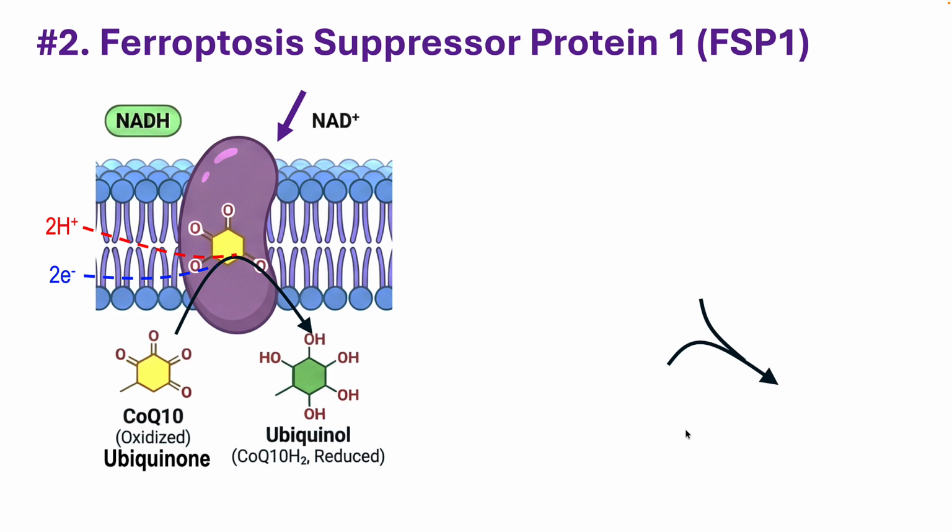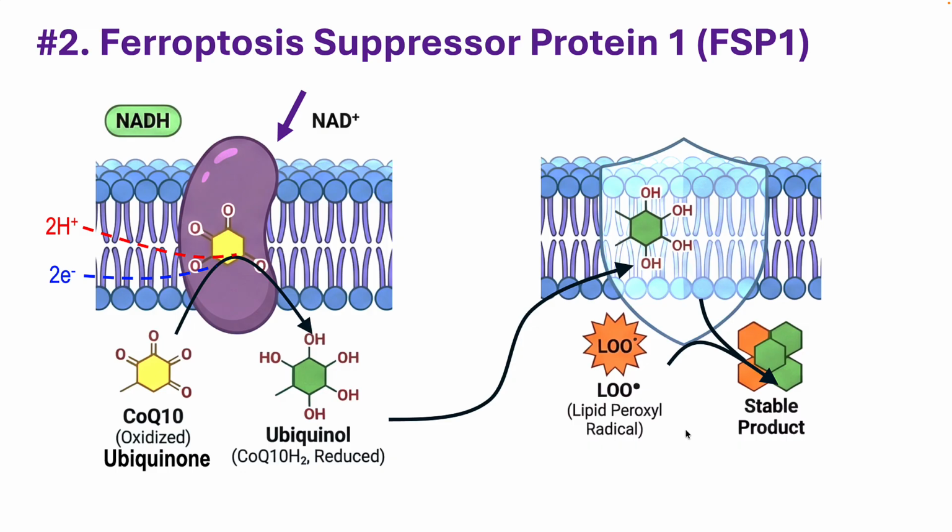However, like all antioxidants, this activity is self-limited. Once it donates an electron, it becomes oxidized and must be recycled back to its reduced form to remain functional. This is where ferroptosis suppressor proteins become relevant. FSP1 operates independently of the glutathione system, using NADH to reduce ubiquinone back to ubiquinol. The regenerated ubiquinol then serves as a membrane-localized lipophilic antioxidant that interrupts lipid peroxidation.